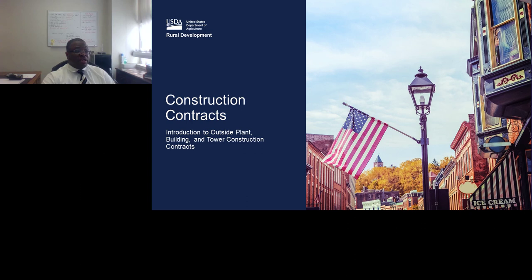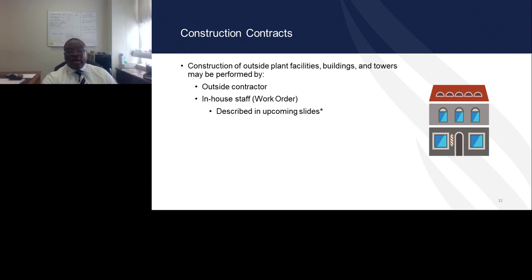So I haven't finished the professional services and equipment slides. We will now go into outside plant and building tower construction. These are our construction contracts, and they can be performed by outside contractors or in-house staff. We will describe the work order process in upcoming slides.